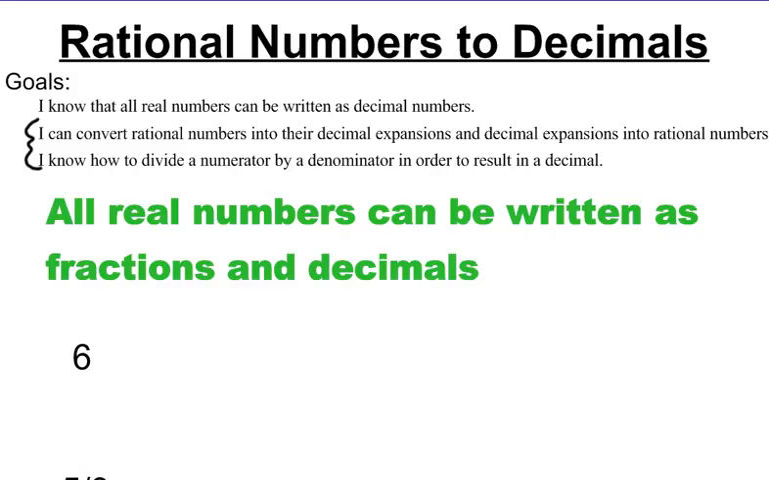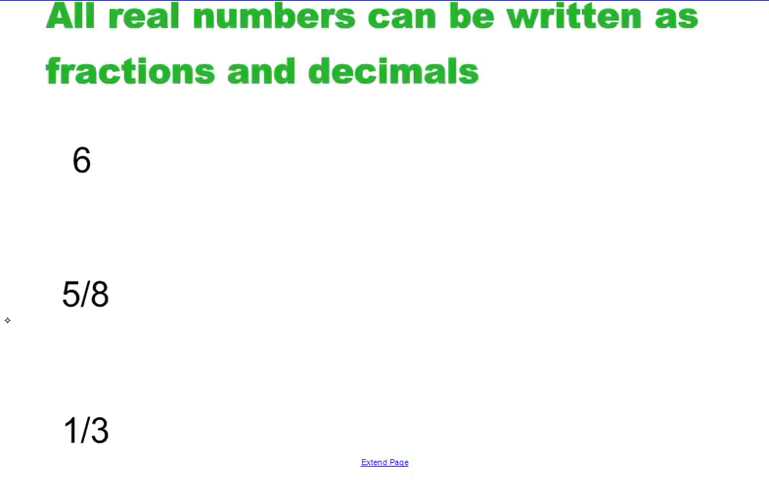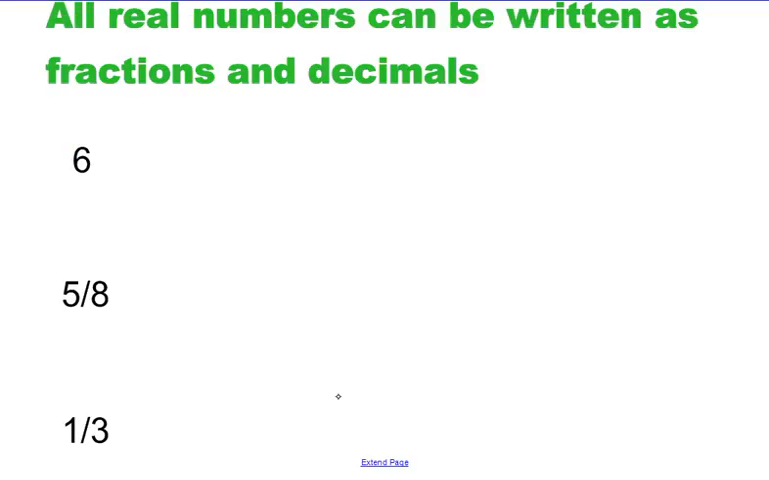So, let's take a look at a couple examples of a rational number that we want to write as a decimal. Let's look at the first one here. We have the number 6. Right now it's just a whole number. First of all, you could write that as a fraction. As a fraction, it would be 6 over 1. You can divide anything by 1 and it doesn't change it. So 6 over 1 is the same thing as 6. But we're focusing on going to a decimal.